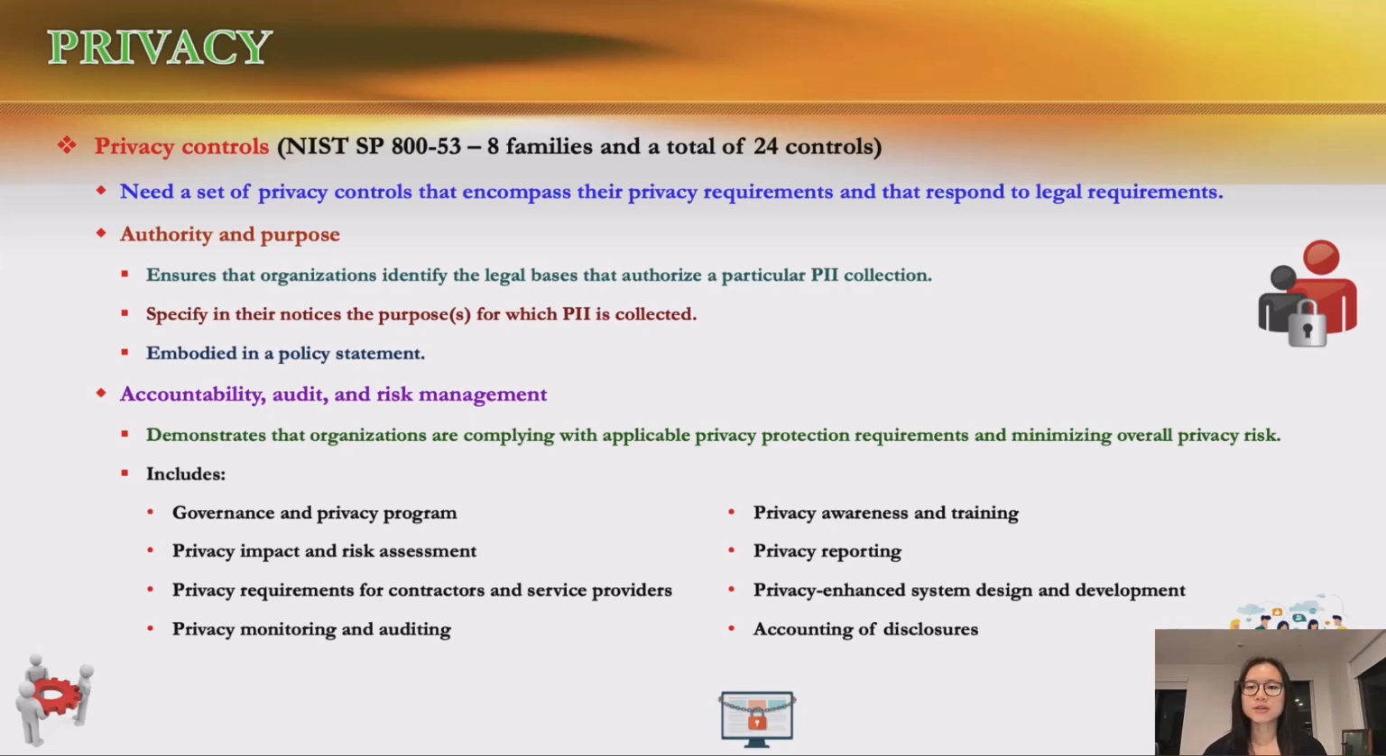The second family of controls is accountability, audit, and risk management. This family of controls is for governance, monitoring, and risk management and assessment to demonstrate that organizations are in compliance with applicable privacy protection requirements and minimizing the overall privacy risk. It includes 8 controls, and they are listed here on this slide.